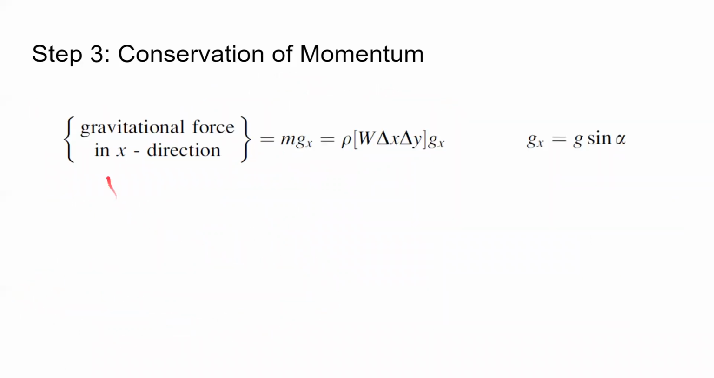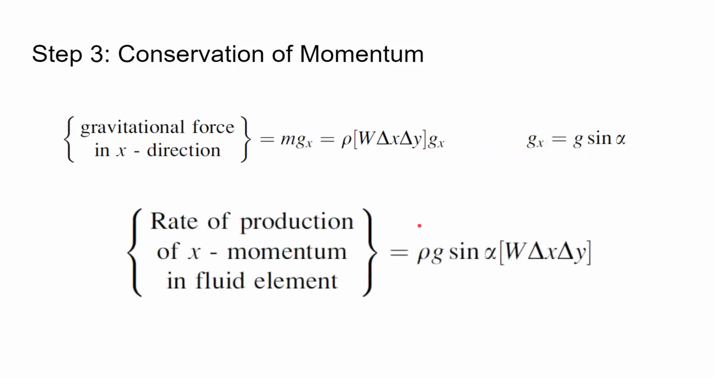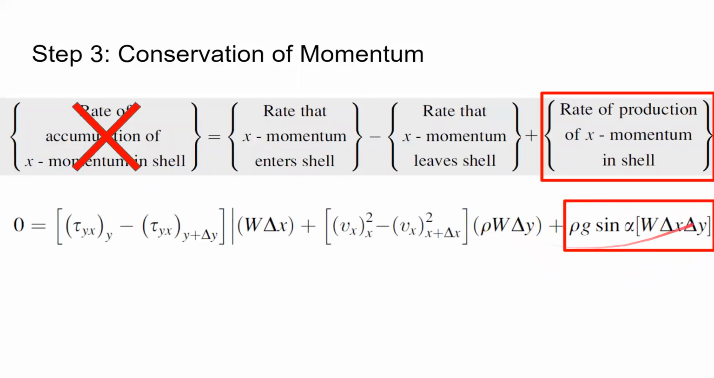Great, so we have our gravitational force in the x direction, which we determined earlier. We have our definition of the x component of gravity. That brings us to the rate of production of the x momentum in the fluid element is simply just rho gravity sine alpha times the volume, right? So let's put that back in our conservation of momentum statement right over here. So we added that right there.